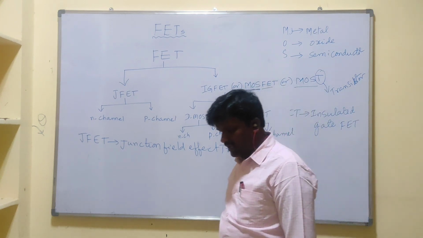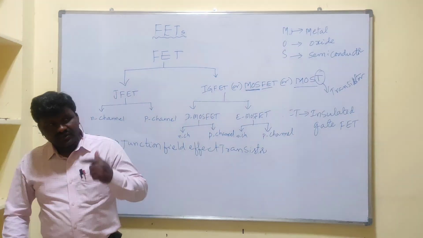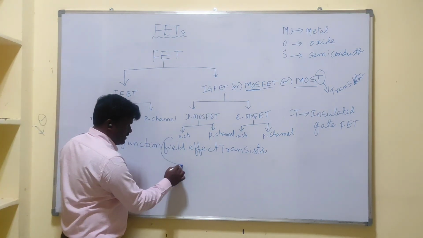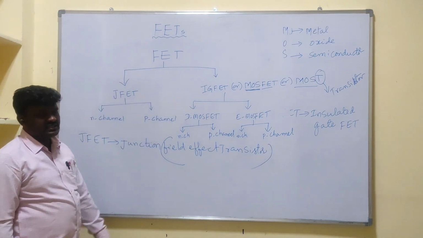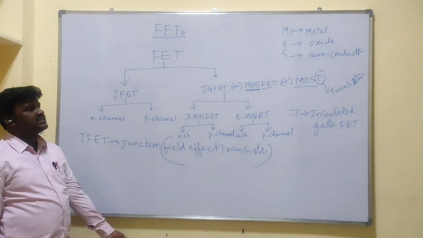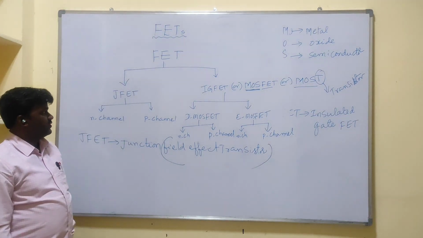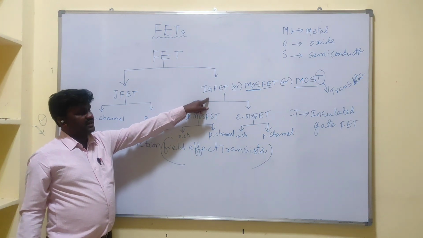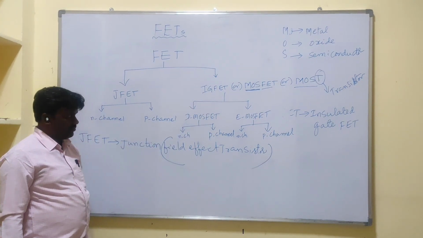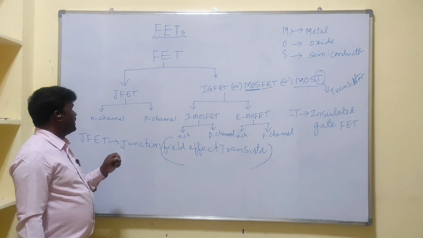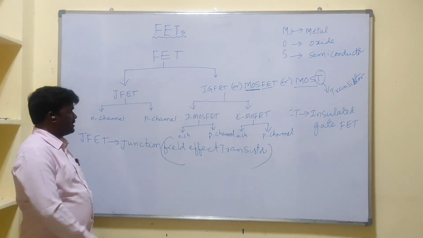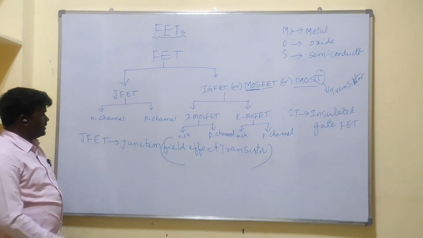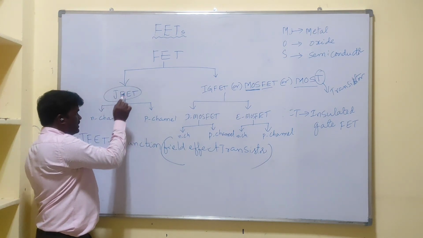This is about the family of the FETs. FET stands for field effect transistor. Why is it called field effect transistor? Current is controlled by the electric field or voltage. So FETs are classified as JFET and IGFET. IGFET means insulated gate FET, the gate is insulated here. JFET, junction field effect transistor, has two types, N channel and P channel. In this class we will discuss the N channel JFET.